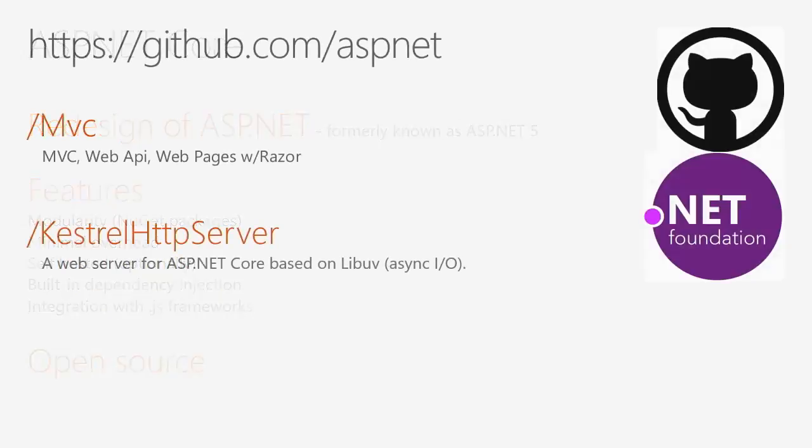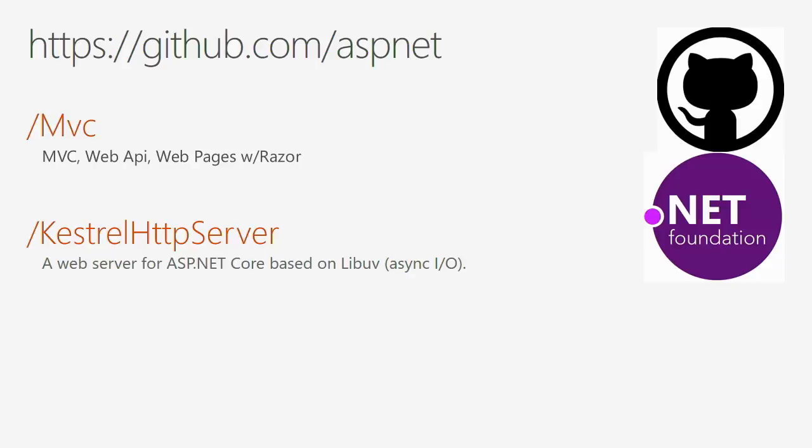And it's open source. So like .NET Core, you can find it on GitHub/ASP.NET. There are many repositories you could look into. I've picked the two that let me explain the important things about .NET Core. So /MVC contains basically ASP.NET Core: the MVC part, web APIs, web pages with Razor, no web forms. There's no web forms in ASP.NET Core.